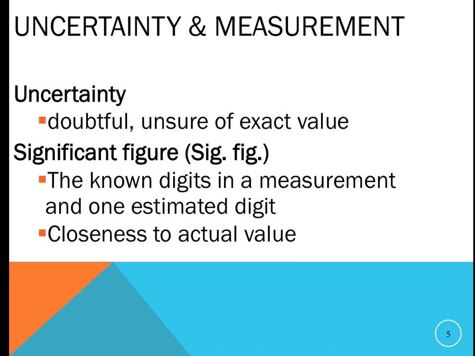When we're measuring, recall we had that idea that we had to pick one digit beyond the increment. We had to guess one more place. So that's dealing with uncertainty. We're not really sure about that number, where we have some doubt. But we still picked a number to say it wasn't on the line, it was somewhere in between the lines. One of the ways we show our uncertainty is significant figures, or Sig Figs. We have all of our known digits that we could actually see in the measurement and one estimated digit. And we're trying to show our closeness to the actual value.